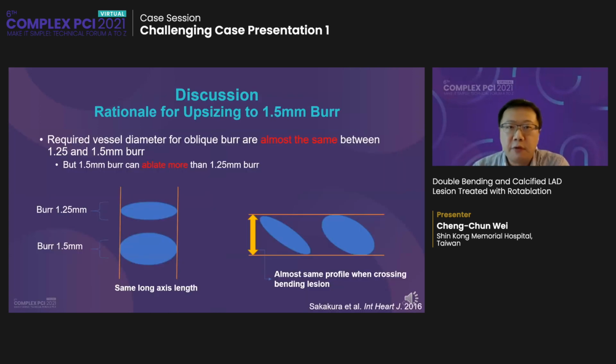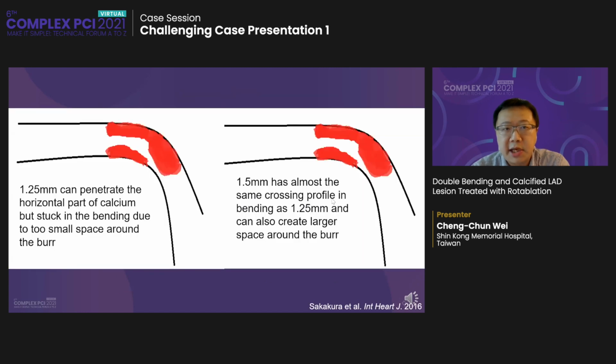So what is the rationale for upsizing to the 1.5 millimeter Burr? The 1.25 and 1.5 millimeter Burrs actually have the same long axis length, and in the bending zone, their crossing profiles are almost the same, like this picture. However, the 1.5 millimeter Burr can ablate more tissue than the 1.25 millimeter Burr. This is the illustration. The 1.25 millimeter Burr can penetrate the horizontal part of the calcium, but gets stuck in the bending zone due to the small space around the Burr.